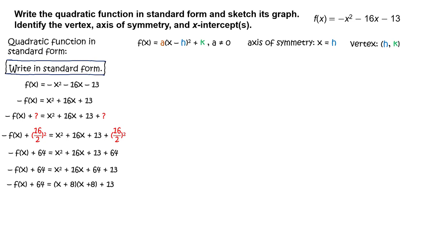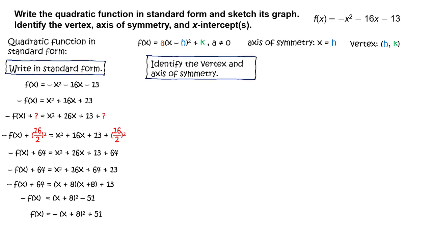Factor the expression x² + 16x + 64 as the quantity (x + 8)(x + 8). Rewrite as -f(x) = (x + 8)² - 51. Divide each side of the equation by -1 to get f(x) = -(x + 8)² + 51.